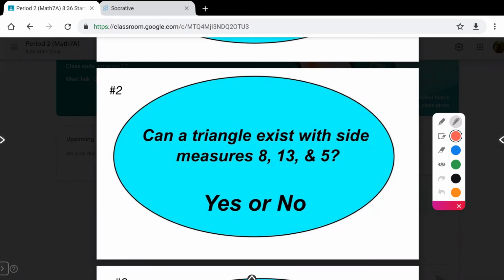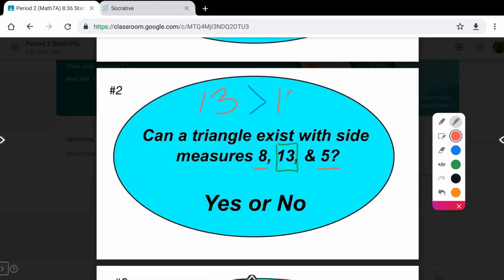Well, let's see. To do the triangle inequality theorem, what you've got to do is take the two smaller sides of the triangle and add them up. So now when I take 8 and 5, I add them up, I get 13. This sum has to be greater than the third number in the problem, the larger number in the problem. And that number there is a 13.